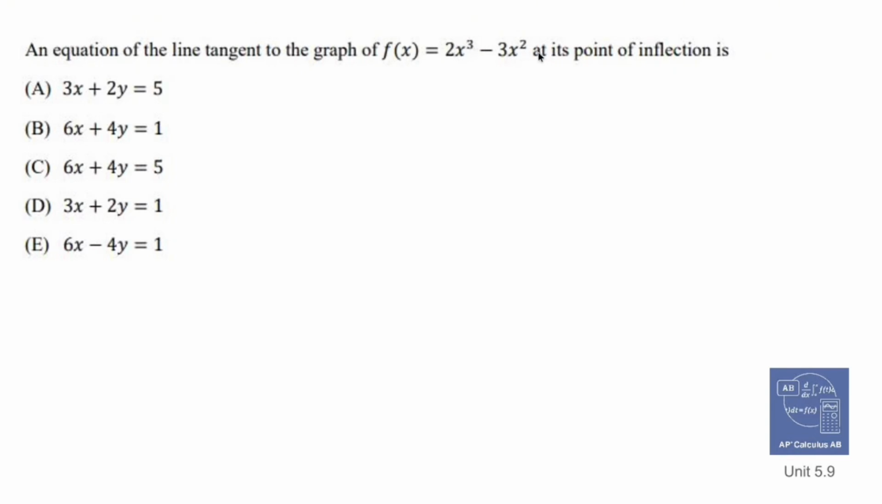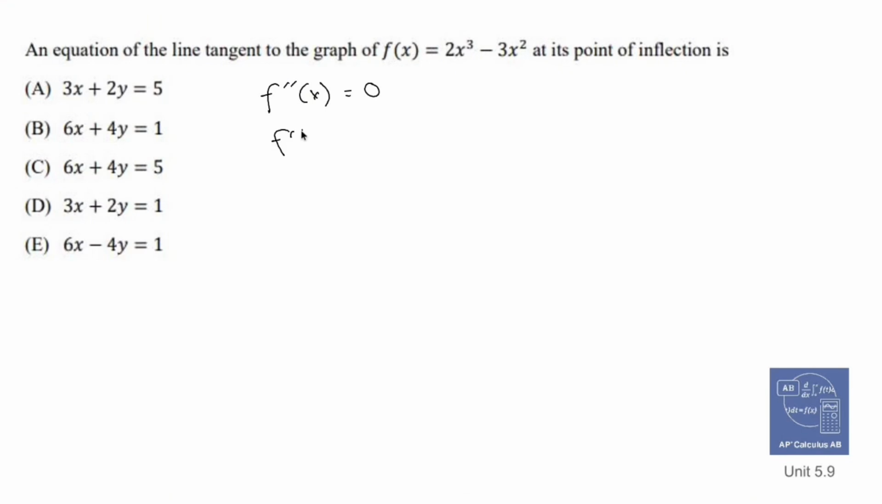minus 3x squared at its point of inflection is which of these? Ugh. All right, so what we have to do first is find the point of inflection. And the way you find the point of inflection is you find out when f double prime of x is equal to 0.